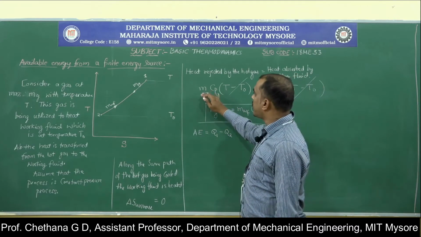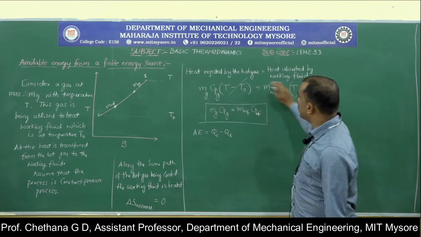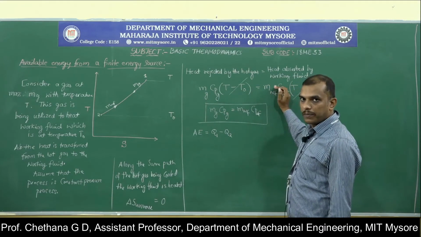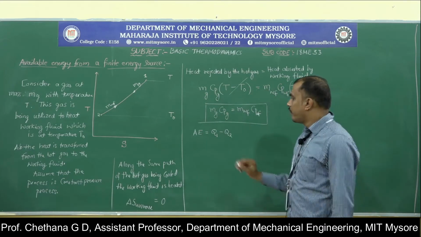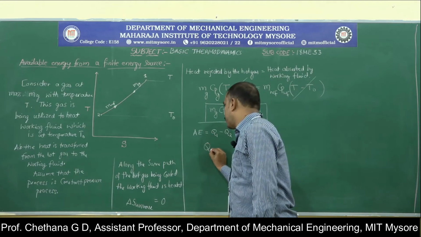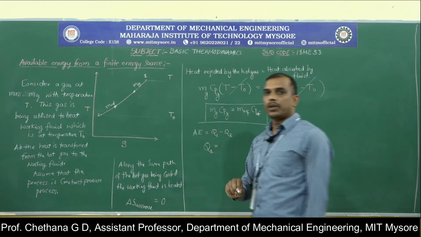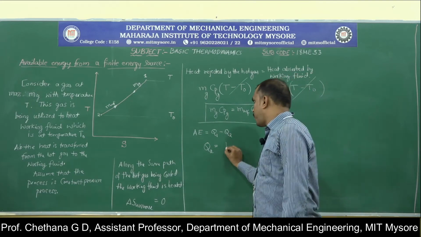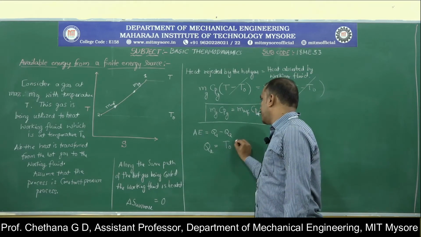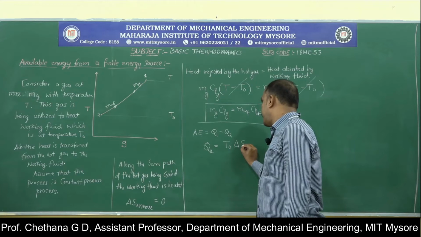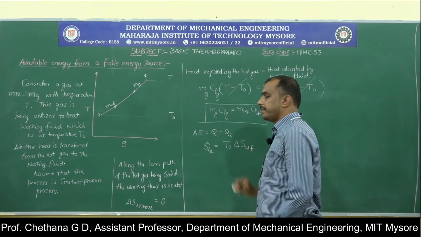Now, Q1 can be calculated here itself. Either one of these will give you the Q1. Okay. Now, we can calculate Q2. We will concentrate on calculating Q2. Q2 can be what? T naught into delta S of working fluid.